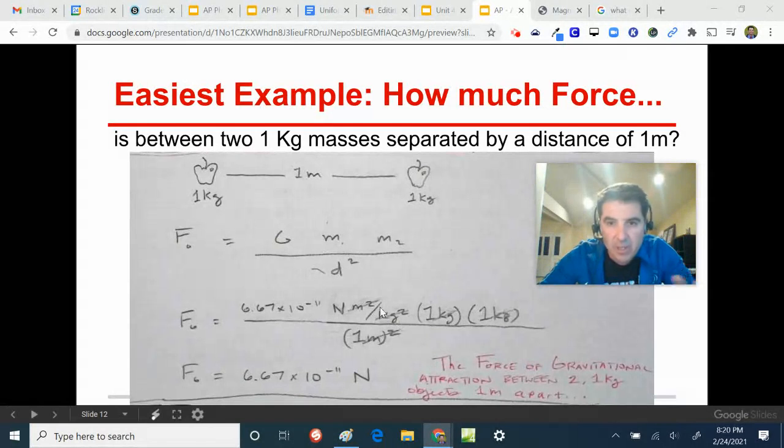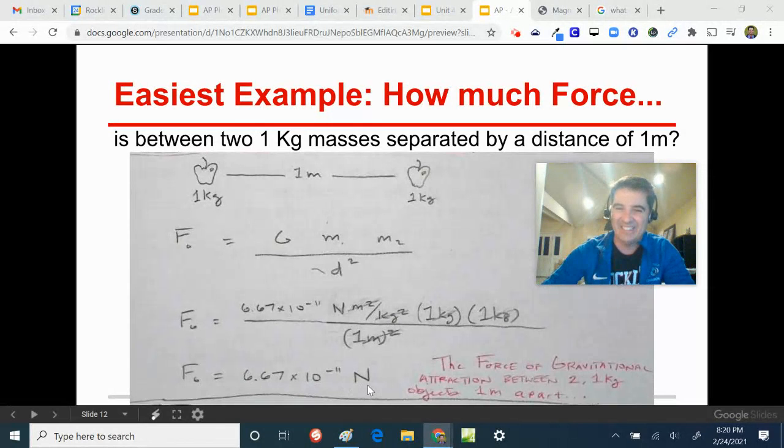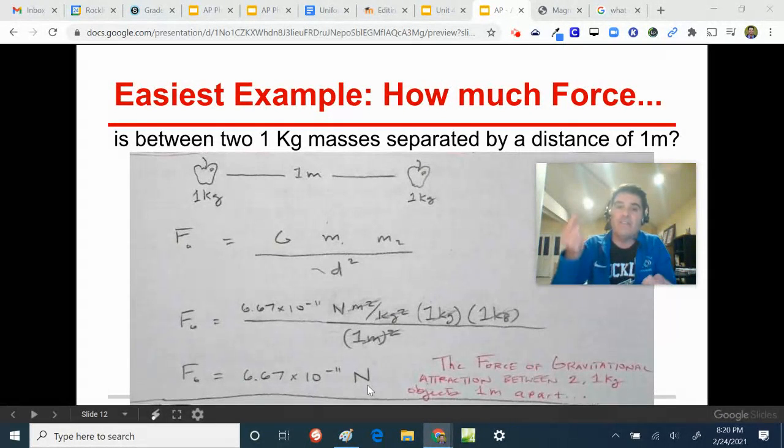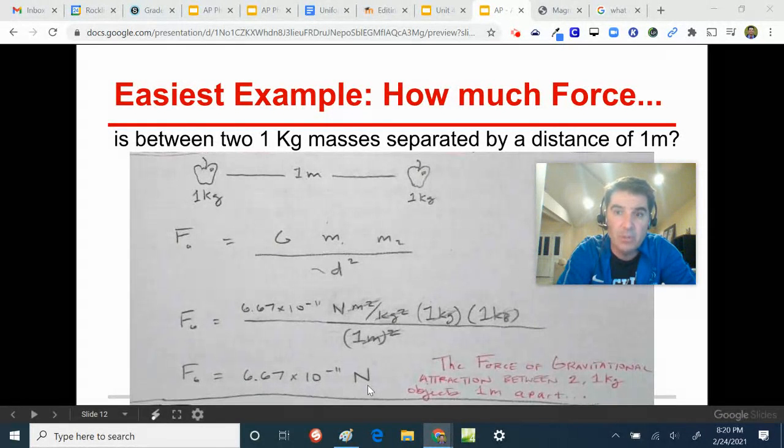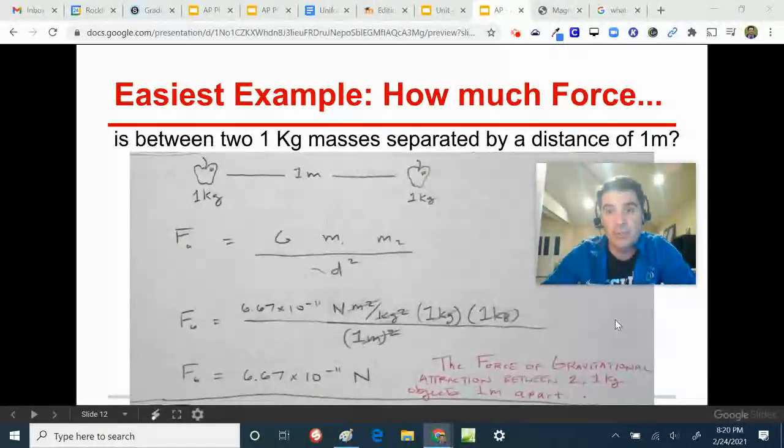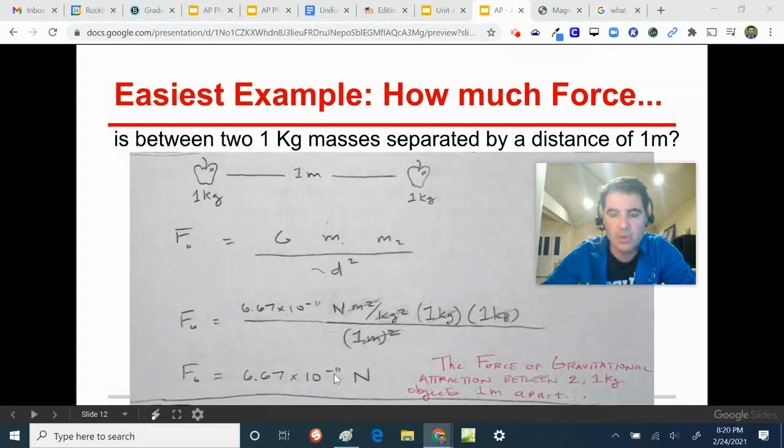And so you cancel all the units, and you get 6.67 times 10 to the negative 11 newtons. So the basic idea is, if two 1 kilogram objects are 1 meter apart out in space, the force between them is 6.67 times 10 to the negative 11 newtons, which is a really, really small number. It's a very weak force. Compared to electromagnetism, which is super strong, around 10 to the ninth, this is 10 to the negative 11. That's a lot of zeros. So anyways, it's a very weak force.